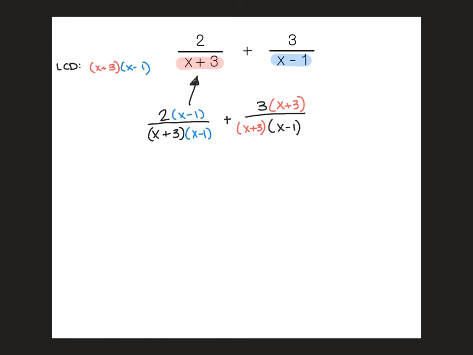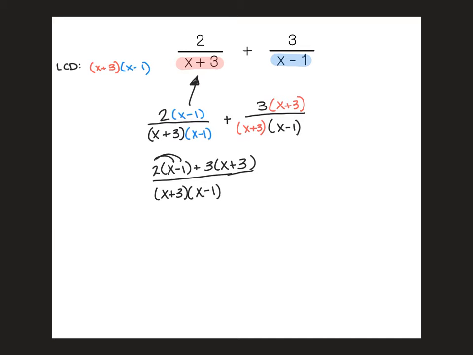Once you've done that, you can rewrite this as one larger addition problem. So, the denominator is going to be the quantity x plus 3 times the quantity x minus 1. On the numerator, I have 2 times x minus 1 plus 3 times x plus 3.